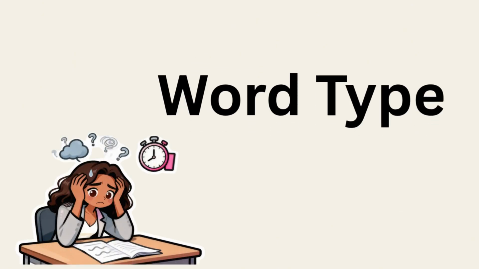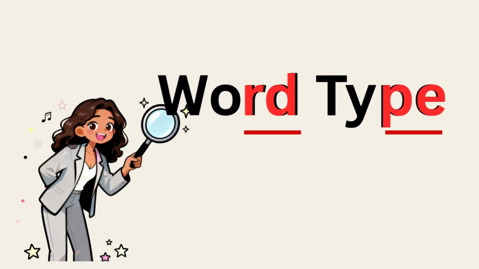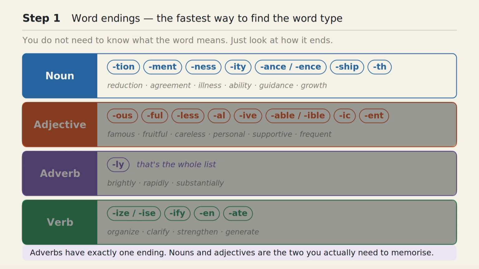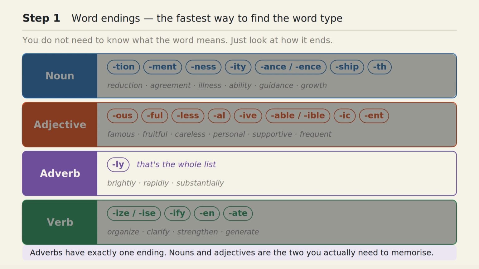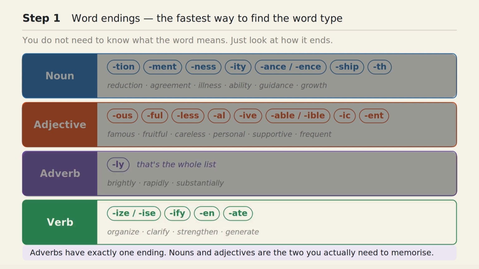Alright, step 1 is actually really easy. You don't need to understand the word, you just need to look at the ending. That's it. Let's go through them quickly. Nouns often end in tion, ment, such as reduction, agreement. And adjectives often end in ous, ful, such as famous, fruitful, and adverbs usually add ly, such as brightly, rapidly. That's probably the easiest one. And verbs you often see ending like ize, ate, ify, such as organize, generate.